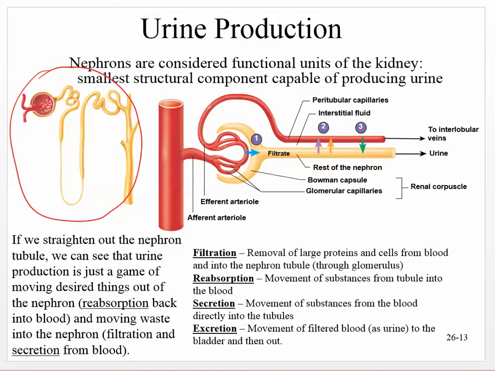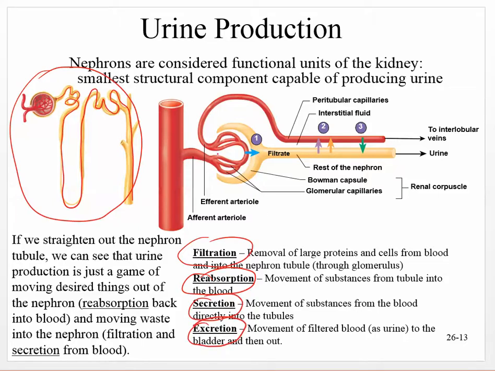So as filtration occurs, fluid without blood cells and large proteins, which is essentially blood plasma, moves into the proximal convoluted tubule, which is this part, and then you have the descending loop of Henle, the ascending loop of Henle, the distal convoluted tubule, and then the collecting duct. Okay, and these are the processes that take place: filtration, reabsorption, secretion, and then whatever's left that moves out is called excretion. So that's what's excreted.